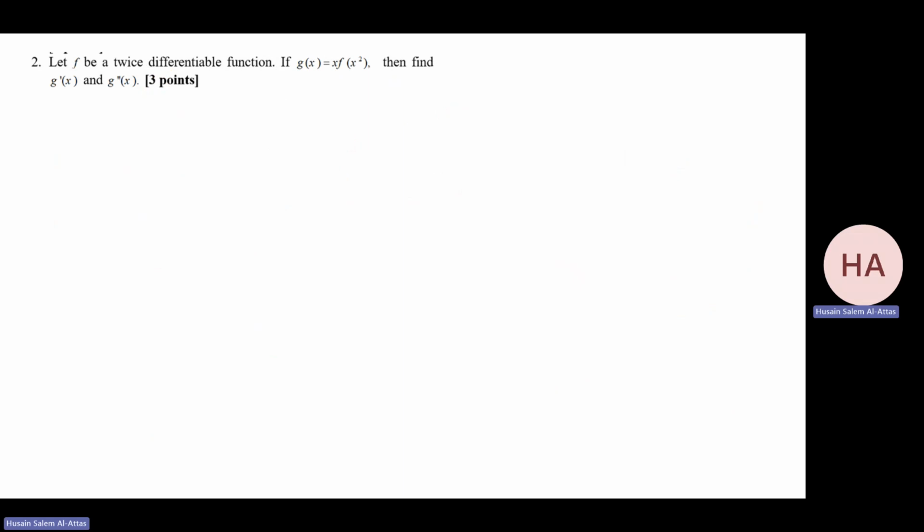Which is 2 to the power 41. Let it be twice differentiable. G of x equals this. Find g prime and g double prime.